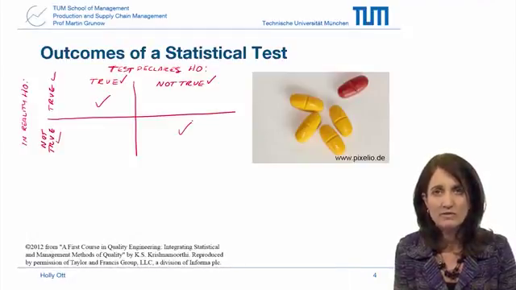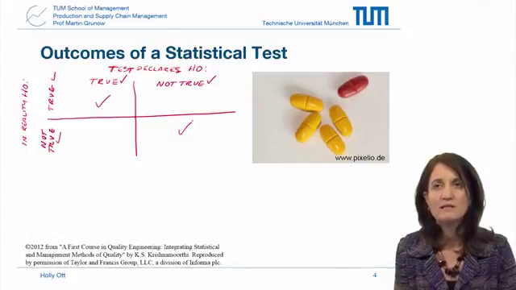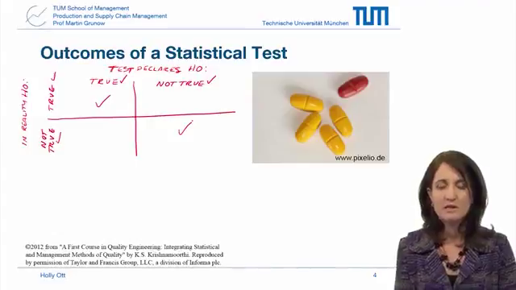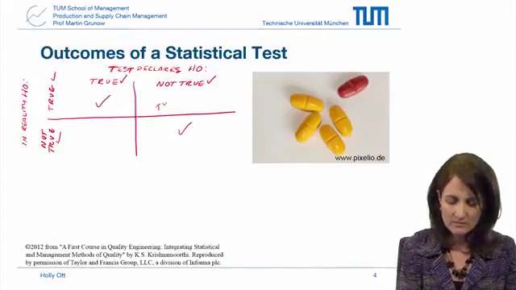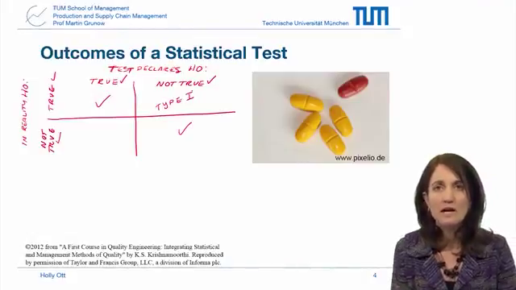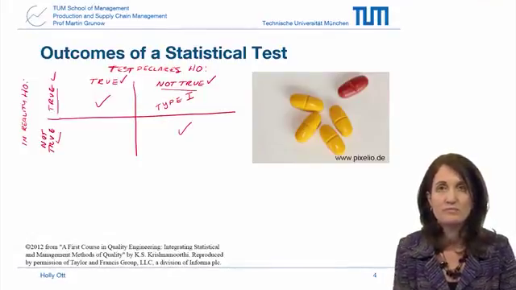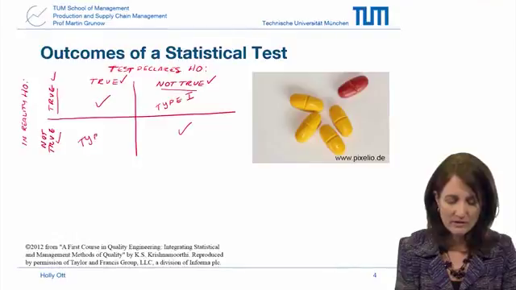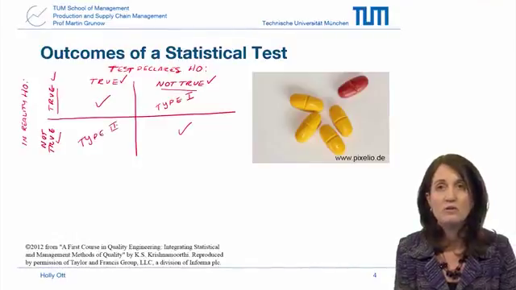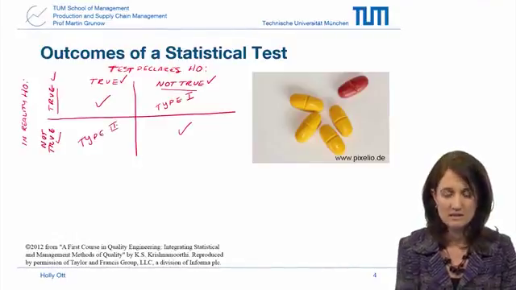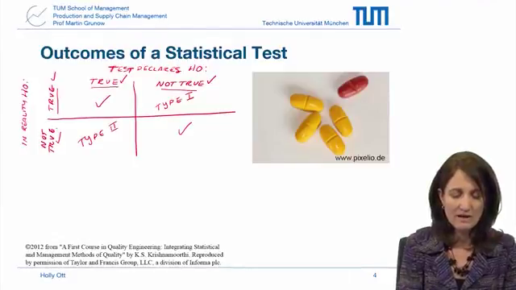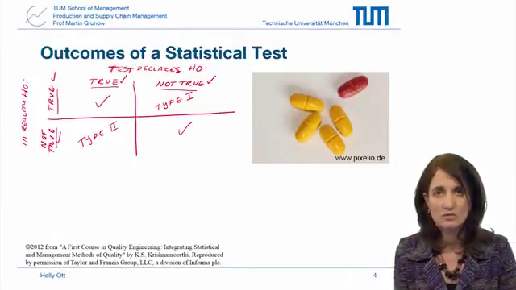And as we showed on the previous page, these errors are designated as type 1 and type 2 errors. The type 1 error will occur when the null hypothesis H0 is declared not true, when in fact it is true. And a type 2 error will occur when the null hypothesis is declared true, when in fact it is not true.